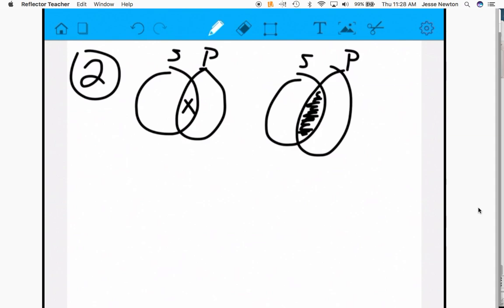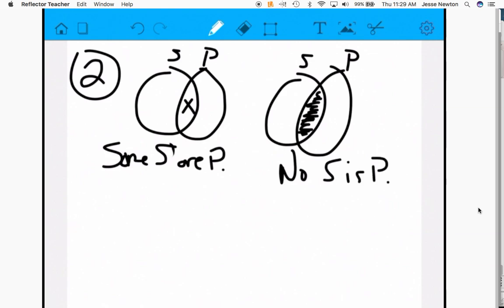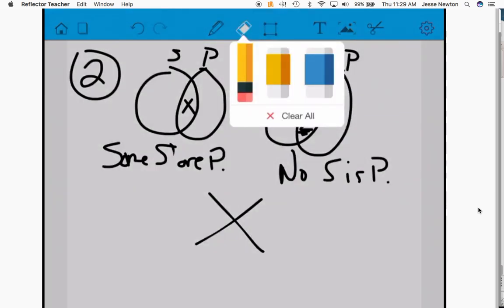So look at what these two are saying, and first of all, you have to figure out what they're saying. This is saying some S are P, and this is saying no S is P. Are these consistent? And the answer is no, they're not consistent. These are actually contradictory statements. If you remember your square of opposition, these are contradictories. And if propositions are contradictory, they are inconsistent.